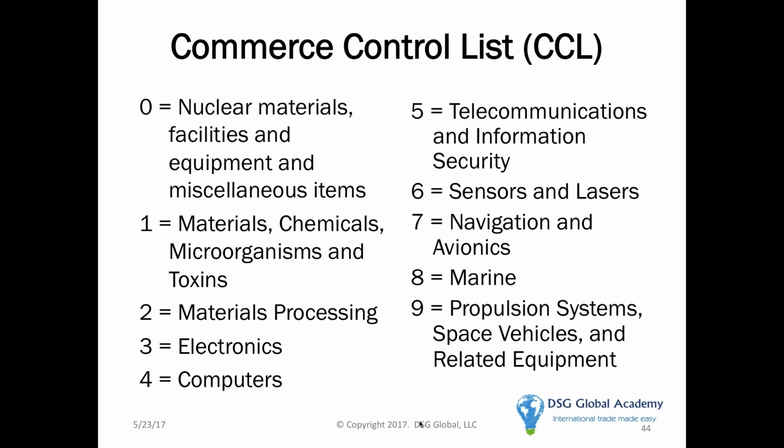Many of them also fall on number 1. Number 2 is materials. Number 3 is electronics, like semiconductors, microcircuits, integrated circuits. Number 4 is supercomputers and other computers. Number 5 is actually broken out into 2 parts. 5A, part A is telecommunications, and part B is information security. That's mostly got to do with encryption.